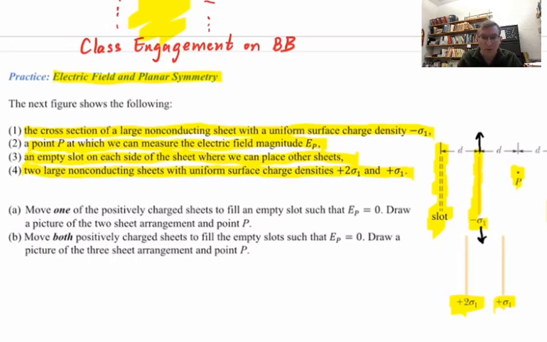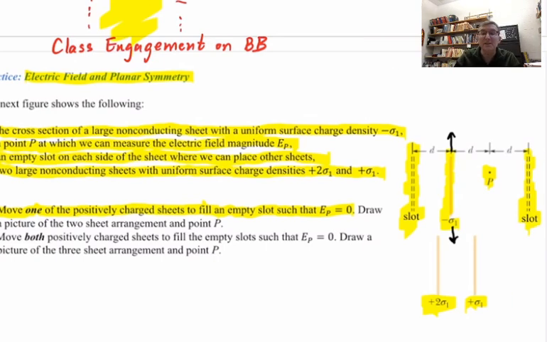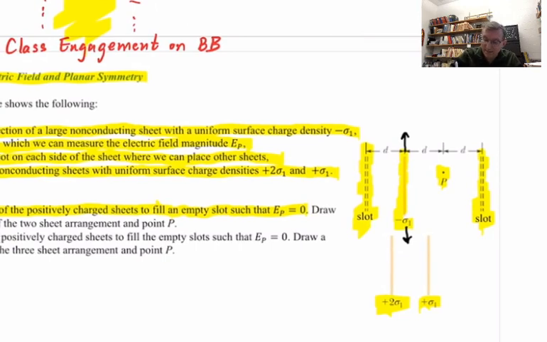So here's the first task. Move one and only one of the positively charged sheets to fill an empty slot such that the electric field at point P is equal to 0. You've got to decide which of those 2 positive sheets down there is to be picked and which slot is it to be put in such that the total electric field right there at point P is equal to 0. Okay? Which sheet and which slot should it be put in?